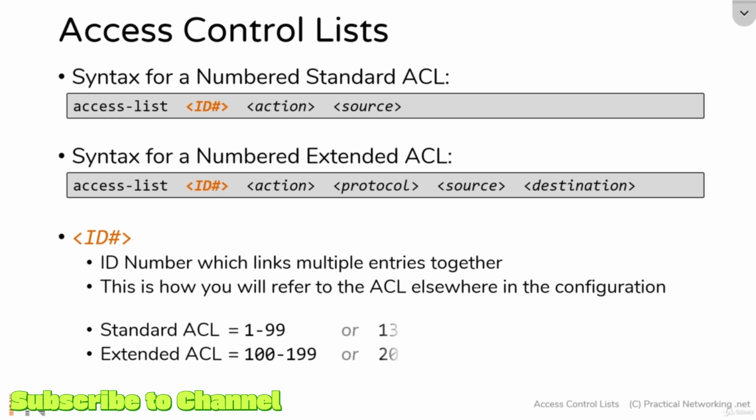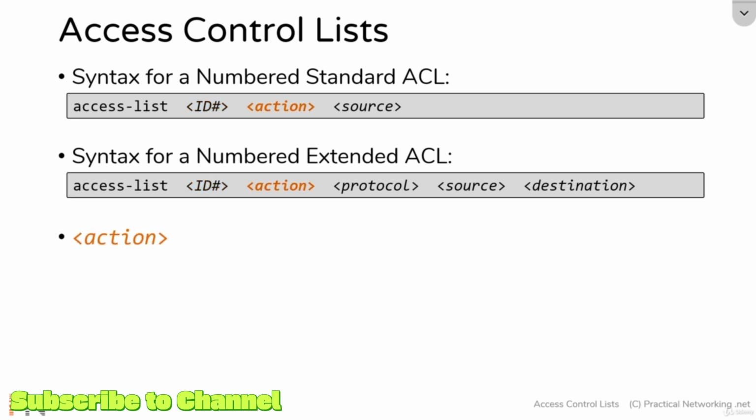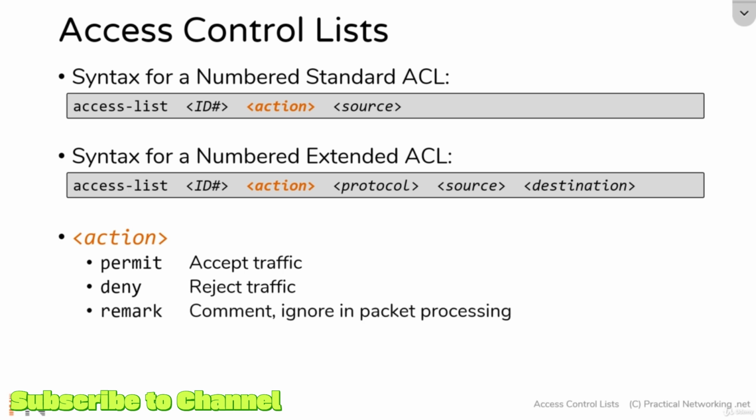But just in case you do, there's an additional set of ID numbers you can use to configure either a standard or extended ACL. So if you use the ID numbers 1 through 99 or 1300 through 1999, you're configuring a standard access list. And if you use the ID numbers 100 through 199 or 2000 through 2699, you're configuring a numbered extended access list. So that's the purpose of the ID number, which now brings us to the action field. This field can be one of three items. It can either be a permit, which says you're accepting traffic for a particular purpose, or you can list deny, which means you're rejecting traffic for a particular purpose, or the last option is you can simply list a remark.